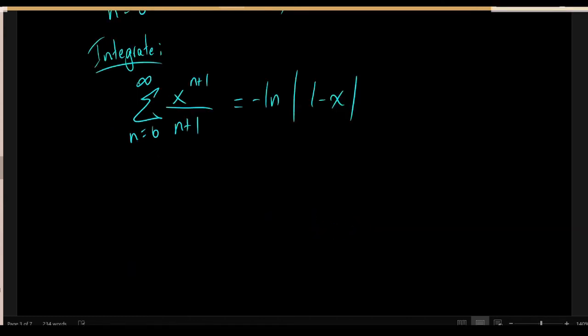Having found the antiderivative of both sides, let's add plus c, and let's determine what value c has to be in order for both of these quantities to be exactly equal.